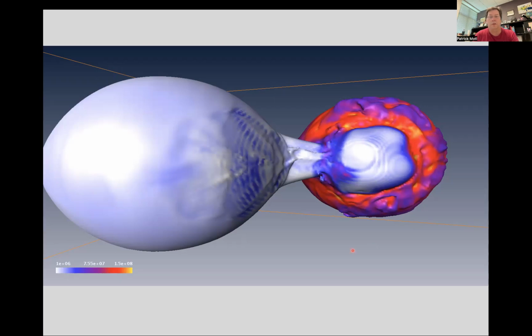So those are the sorts of things that I do aside from teaching classes and doing public outreach and that sort of stuff. I do numerical simulations in computational astrophysics.